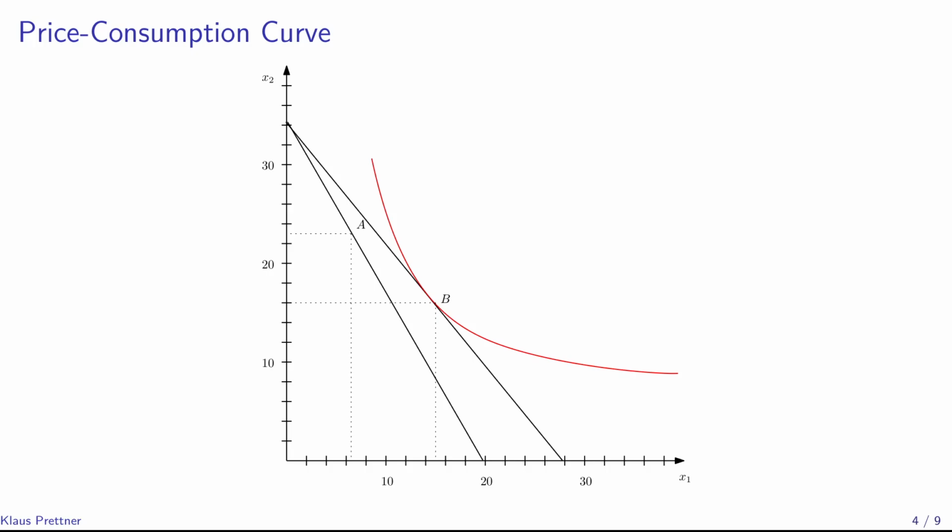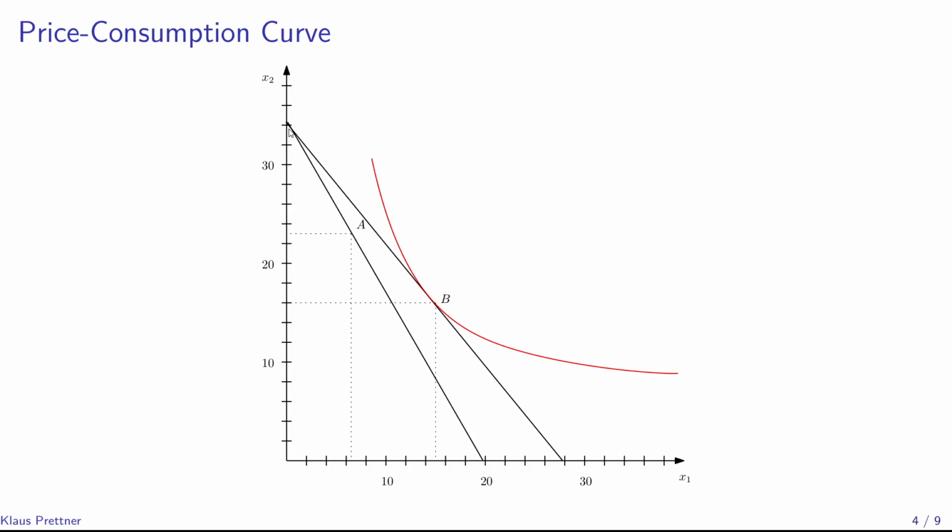If we want to construct the price consumption curve, then we need to analyze what happens if we have a price change for one of the goods. In this case, we have a change in the price of good 1. Good 1 becomes cheaper, so the consumer can afford more of it, all else being equal. Now this implies that the budget line rotates counterclockwise around the point at which the budget line intersects with the vertical axis.